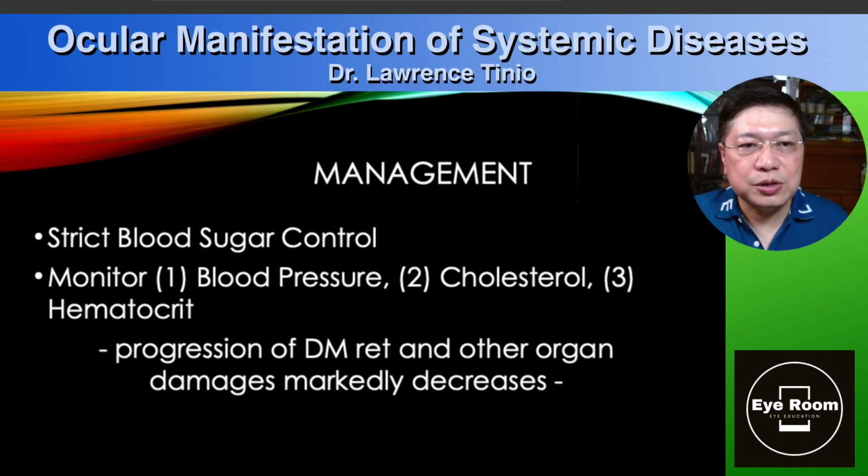So you need to monitor your patient's blood pressure, cholesterol, and hematocrit. Remember blood pressure, cholesterol, and hematocrit, because studies show that the progression of diabetic retinopathy and other organ problems, which are common complications of diabetes, becomes less acute and more controlled if you can control the patient's blood pressure, cholesterol, and hematocrit.